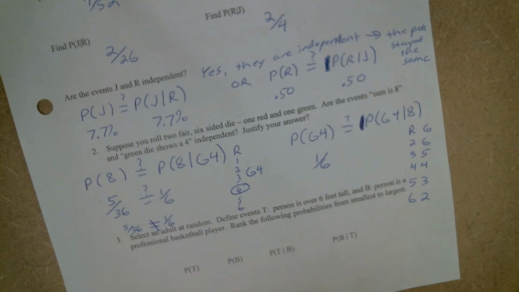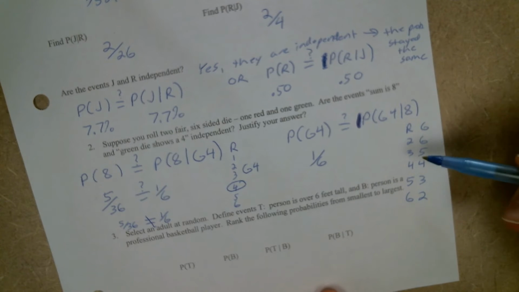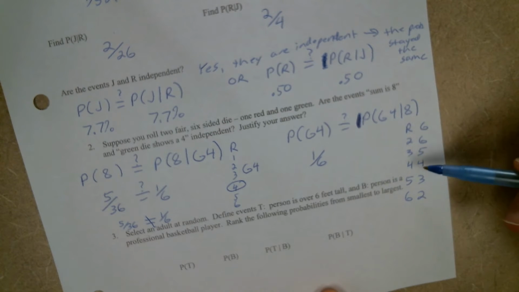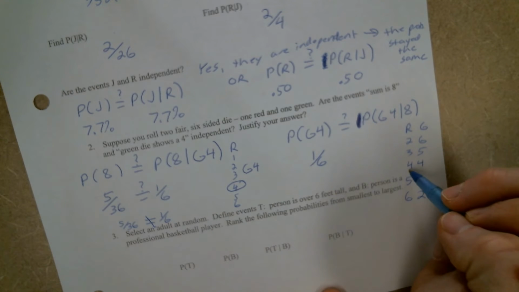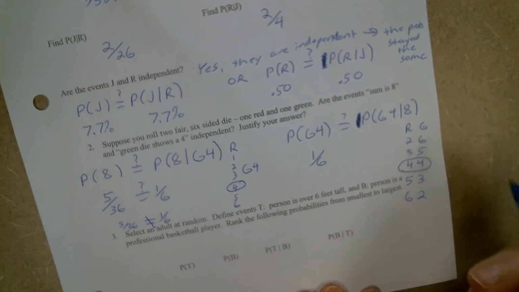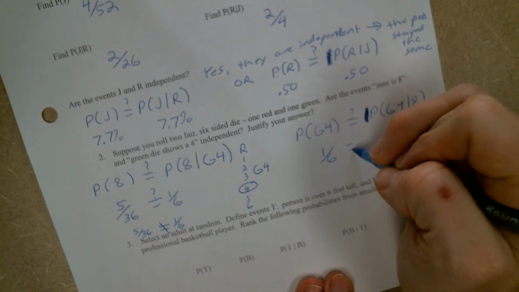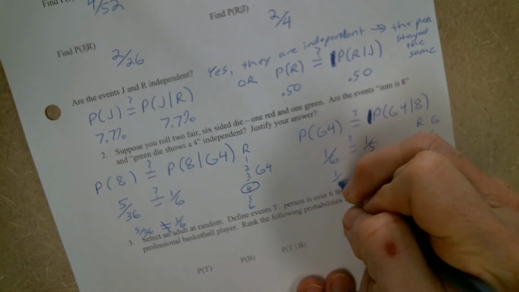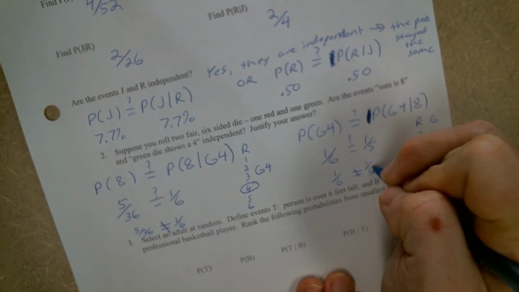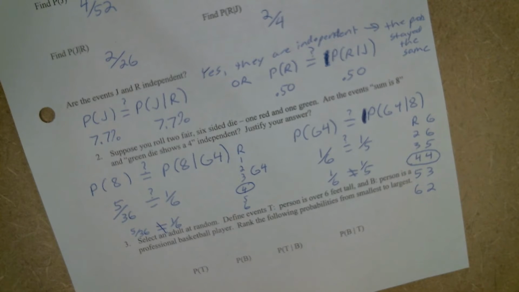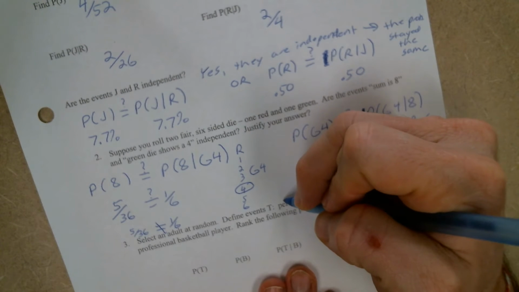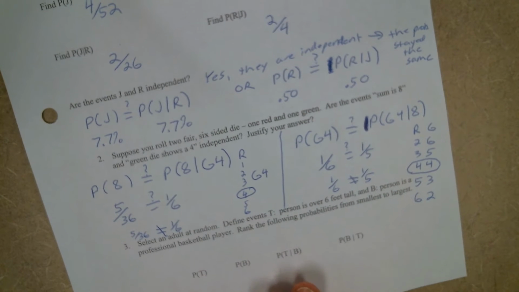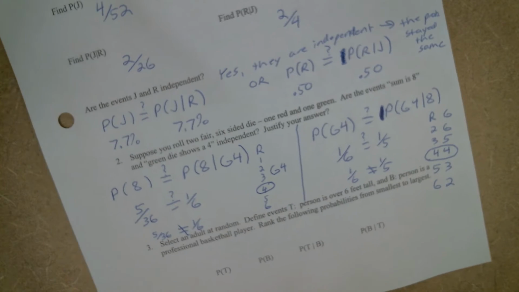So if I tell you that the sum is 8, you now know that you're looking at one of these 5 choices. Now, there's only one of those 5 that also has a green 4. So the chances would be 1 out of 5. And we can pretty clearly see that 1/6 does not equal 1/5. So again, you don't have to show me both of these, but you have to show me one of them to prove that the two events are not independent.